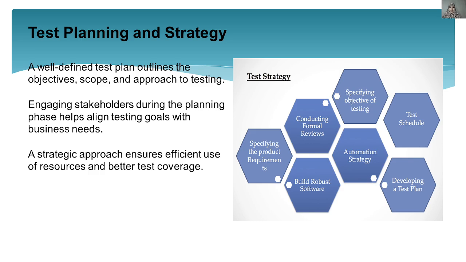Let me tell you what the strategies involved in test planning and strategy are. Okay, so firstly, specifying the product requirements. You will specify what requirements you want when it comes to the product. The next ones are conducting formal reviews, specifying objectives of the testing, and building robust software. You also put an automation strategy into it. Then you also plan out the test schedule and develop a test plan. This is how the strategy goes on.